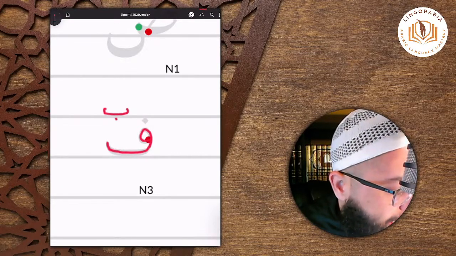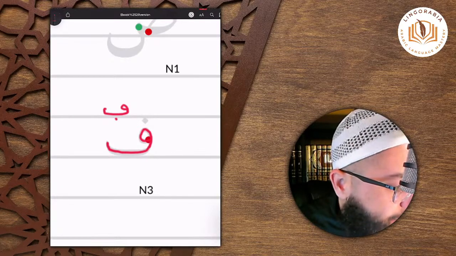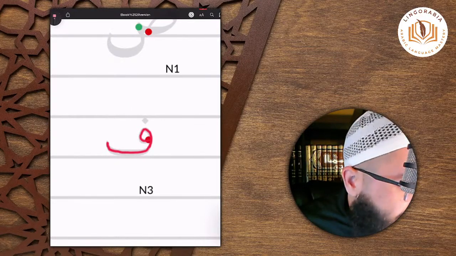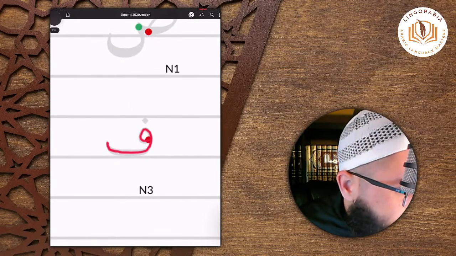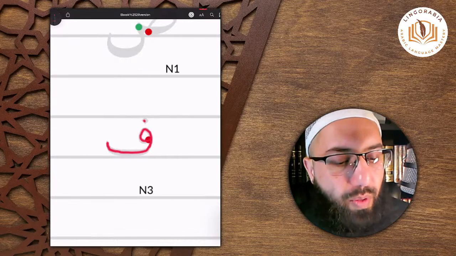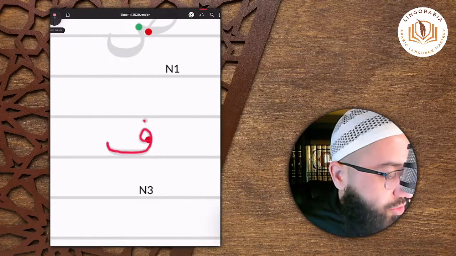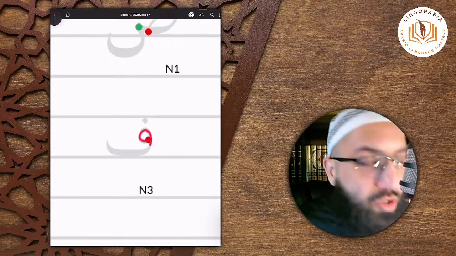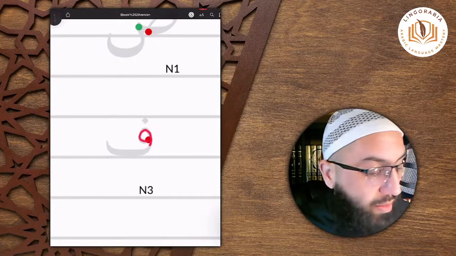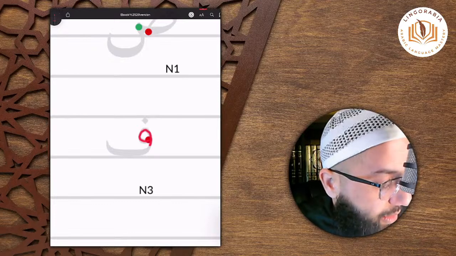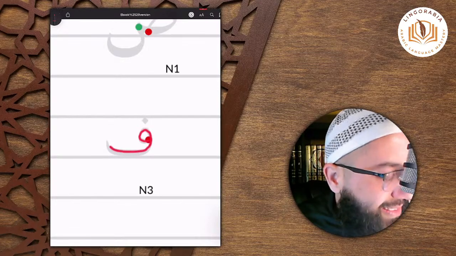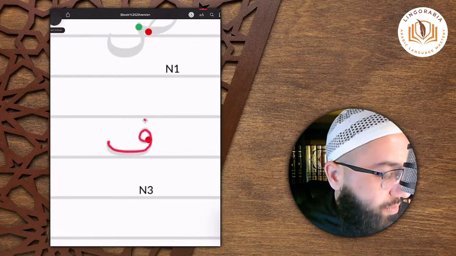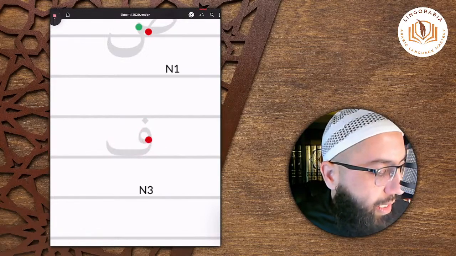Okay, so you go here like this. And then you draw the shape of the ba. You see, this is similar. And once you release the pen, you go for the dot. So again, you go round clockwise. And once you are finished with the first part, the round shape, then you draw a shape similar to the ba. And then you add the dot. Now this is the fa.